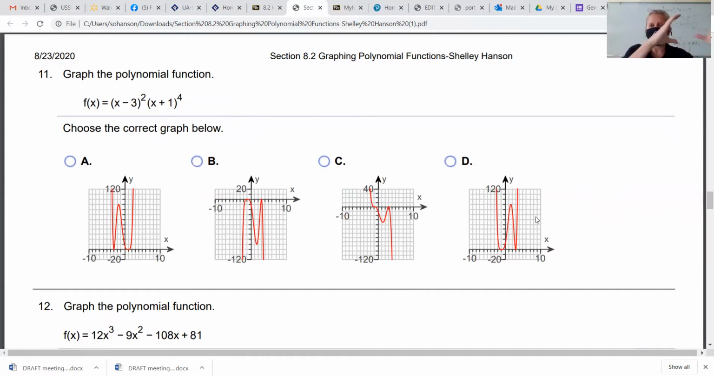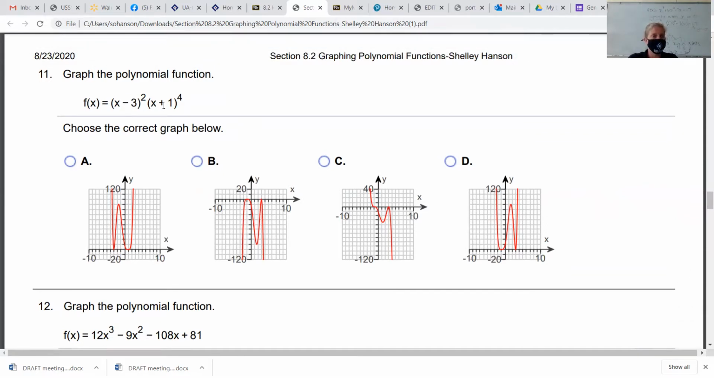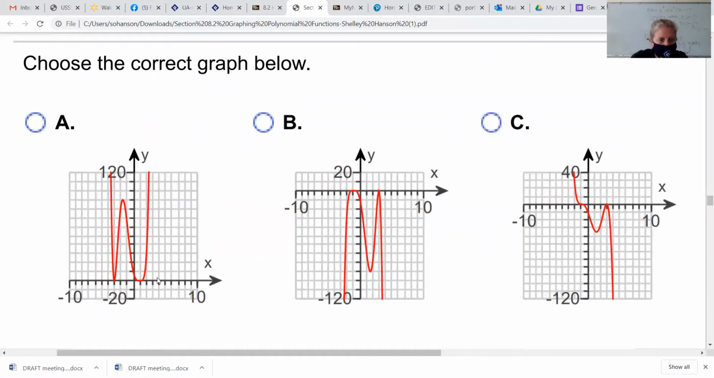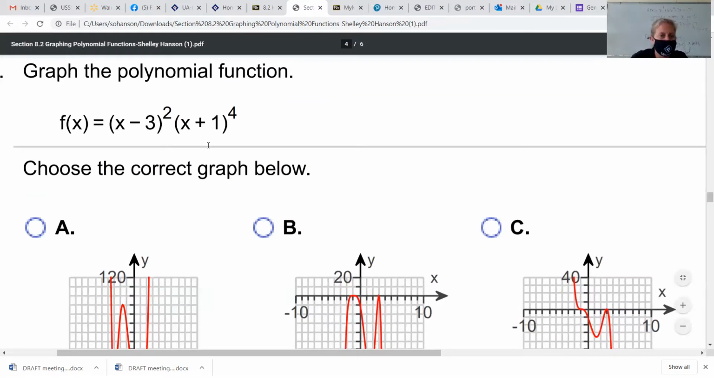So since we're looking at factors, right? This is written out in factored form. I can look and tell what the x-intercepts should be. They should be positive 3 from the first factor and negative 1 from the second factor. So let's see, positive 3 and negative 1. Look at A. Well, here's positive 3 right here. Negative 1 is right here. It looks like they do the opposite. It looks like they cross at negative 3 and positive 1. And it should be positive 3 and negative 1.